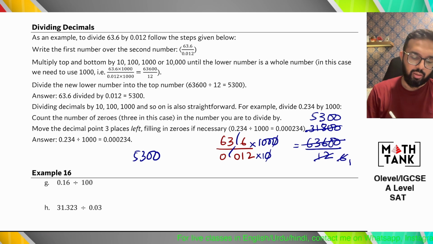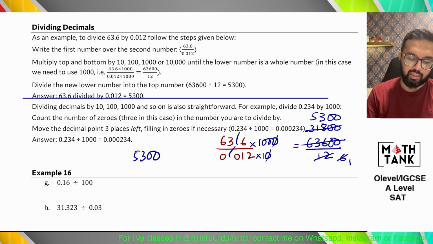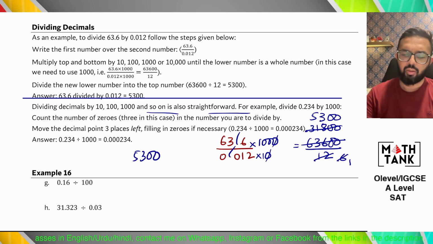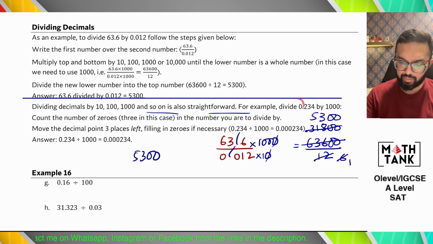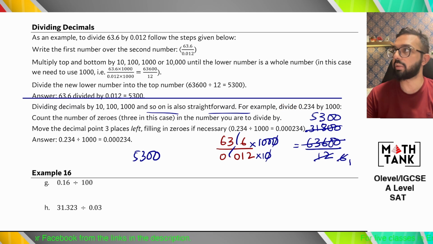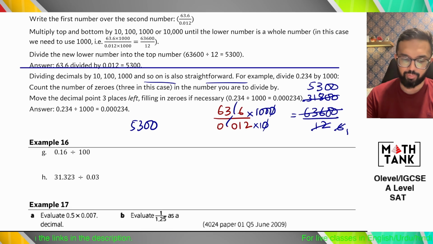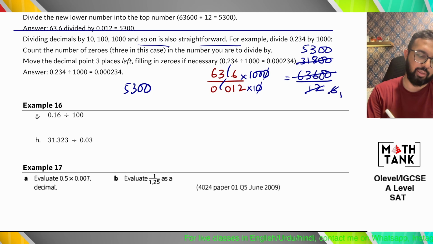Then it says dividing decimals by 10, 100 and 1000 is also straightforward. For example, if 0.234 is divided by 1000, you start moving the decimal backwards. How many places backwards? 3 places backwards. So that's going to give you 0.000234. Let's calculate that.